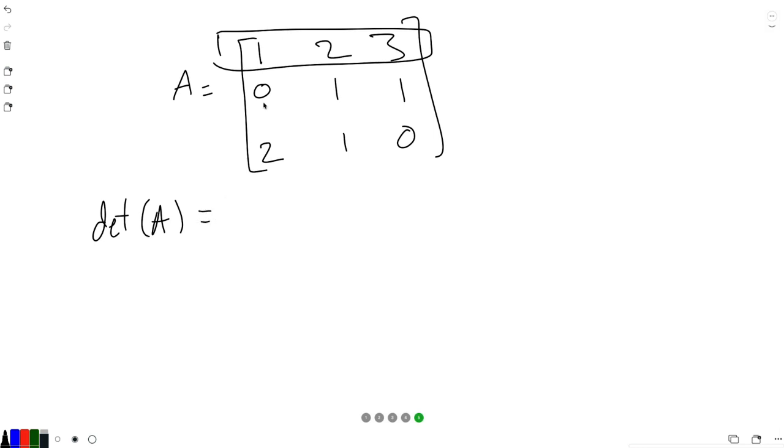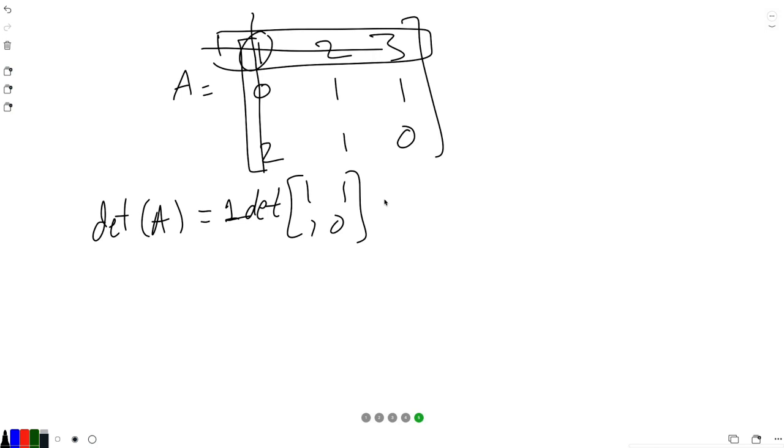So you take the first element, 1. When you take this one, you remove the column with this one and the row with this one, and you take this matrix. This matrix is called the minor. So it becomes 1 times the determinant of this matrix, which is [1 1; 1 0].